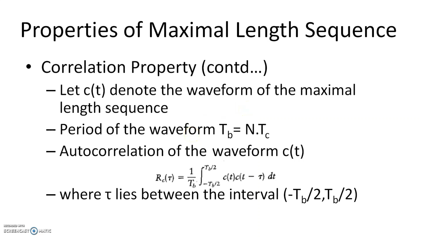So what is autocorrelation? Autocorrelation is 1/Tb integral from minus Tb/2 to Tb/2, because the total period is Tb, C of t into C of t minus tau d tau. So C of t is the waveform, C of t minus tau is the shifted waveform. So for various values of tau, you will find. When tau equals 0, it is C(t) into C(t), the signal with itself with no shifting. When tau equals 1, you will multiply C(t) and C(t-1), that means C(t) and C(t) shifted by 1.